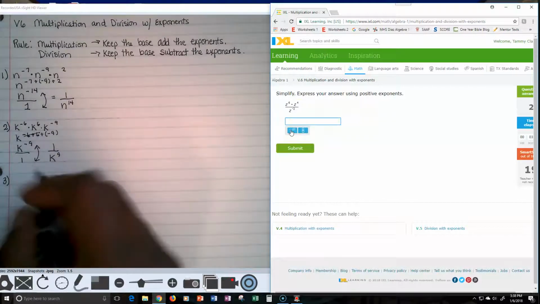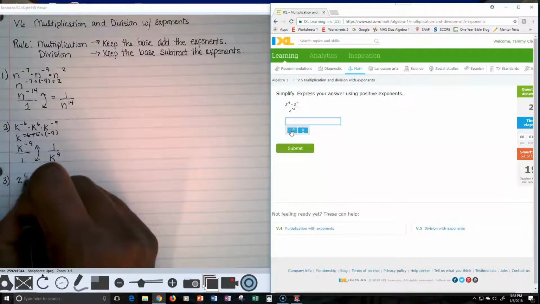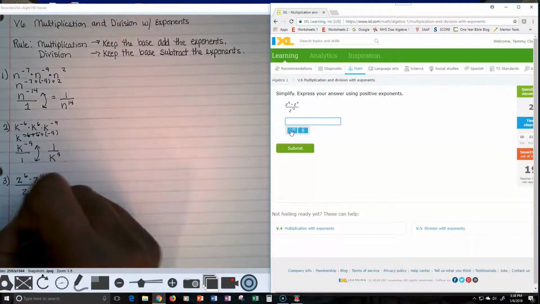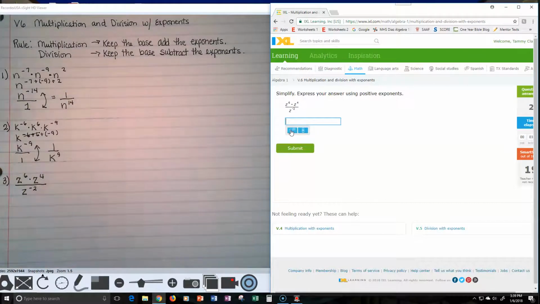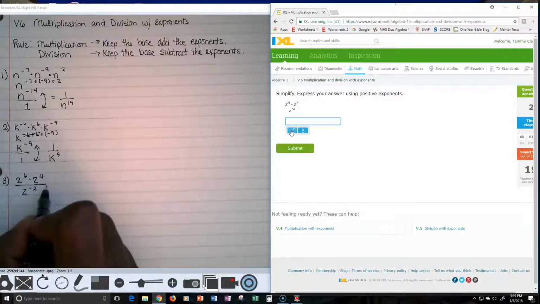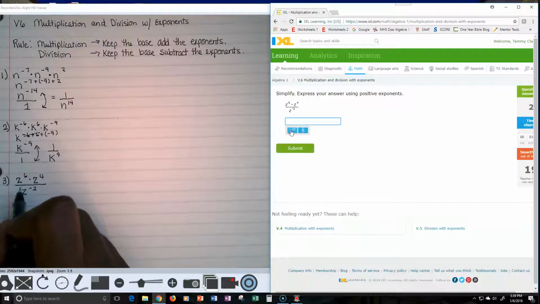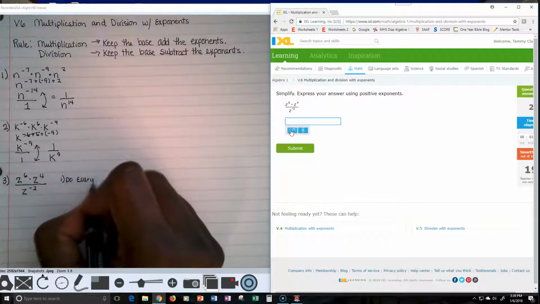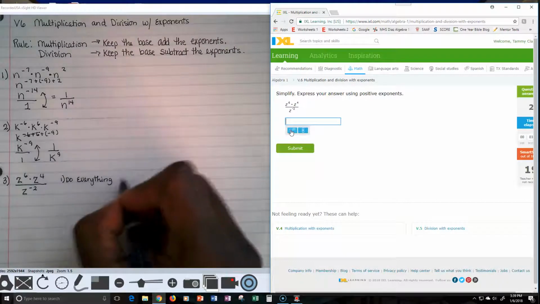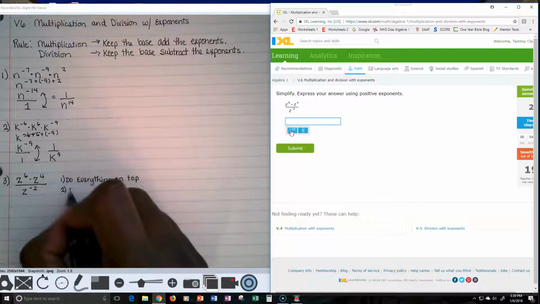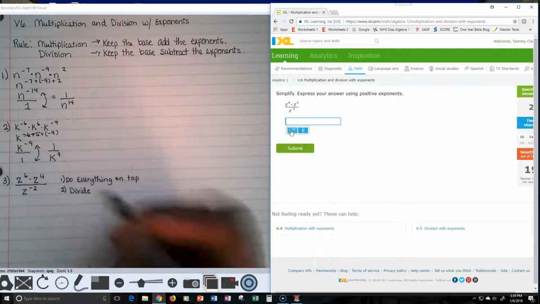Number 3, you've got z to the 6th times z to the 4th divided by z to the negative 2nd power. Now, when you have a combination of multiplication and division, I want you to make note that the division bar right here is a grouping symbol. It means first, do everything on top. And then divide. So what does that look like?